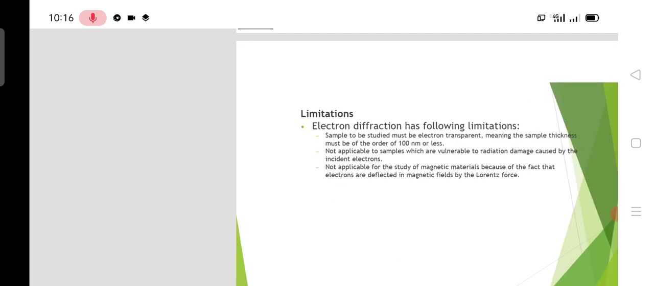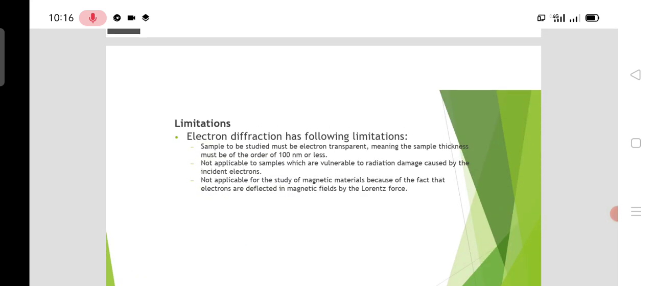Limitations. Electron diffraction has the following limitations. Samples to be studied must be electron transparent, meaning the sample thickness must be of the order of 100 nanometers or less. Not applicable to samples which are vulnerable to radiation damage caused by the incident electrons. Not applicable for the study of magnetic materials because electrons are deflected in a magnetic field by the Lorentz force.